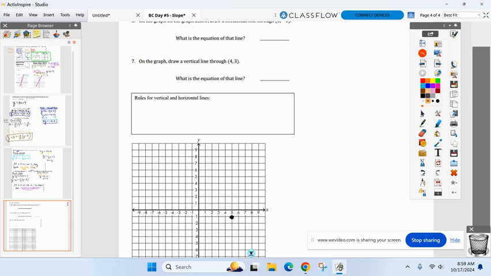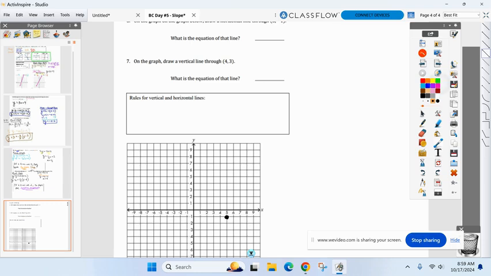And draw a horizontal line through that, please. Draw a horizontal. Oh, boy. Anybody need help there? Horizontal line. Act like you've been there.